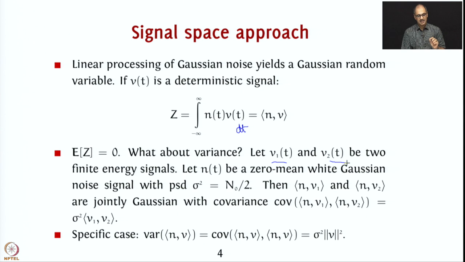For the specific case of the covariance of NV with itself, that turns out to be the variance of NV, and that can be shown to be sigma square times norm V square. Of course, remember, norm V square is the integral of V square of t dt. How do you prove this?